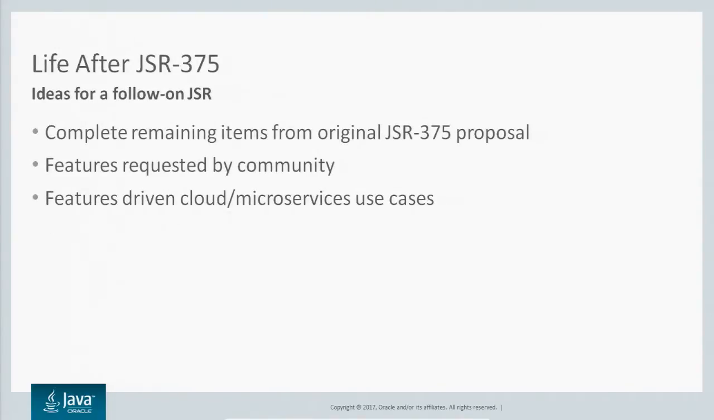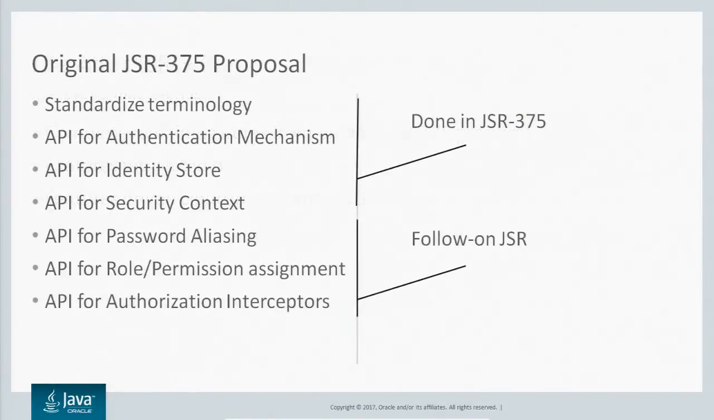Next, I'm going to talk a little bit about what might come after. There are a number of ideas that we have for that. Completing the remaining items from the original JSR is obviously one of the things we want to look at. We've also had features requested by the community and features that we think are sort of implied or driven by cloud and microservices use cases. The first four on this page we expect to have been done in 375. So the remaining ones would be password aliasing and role permission assignment and authorization interceptors.